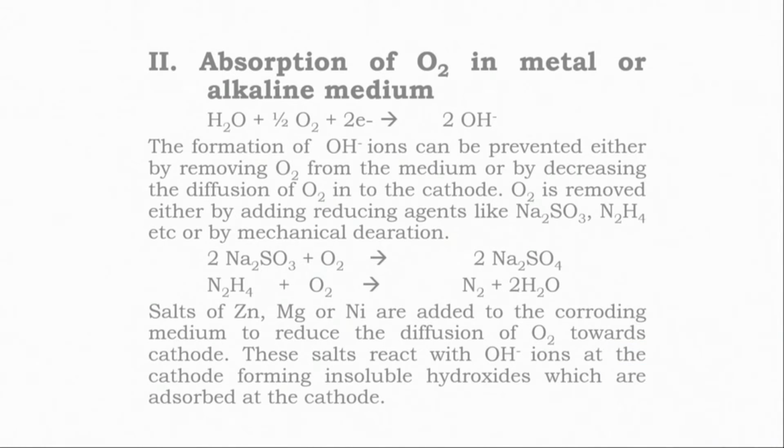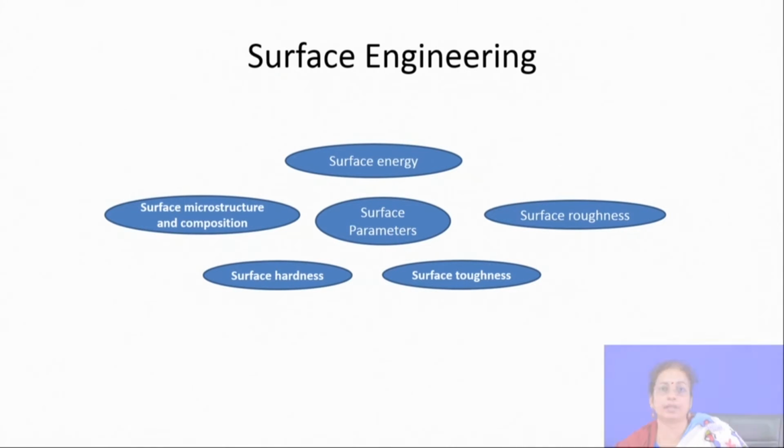Absorption of oxygen can be done by typical sodium sulphite, or hydrazine. These kinds of agents or chemical compounds basically consume oxygen from the system. When they consume oxygen, no more free oxygen is available, as a result of which your component gets protected. Finally, corrosion can be prevented by the application of surface engineering techniques.